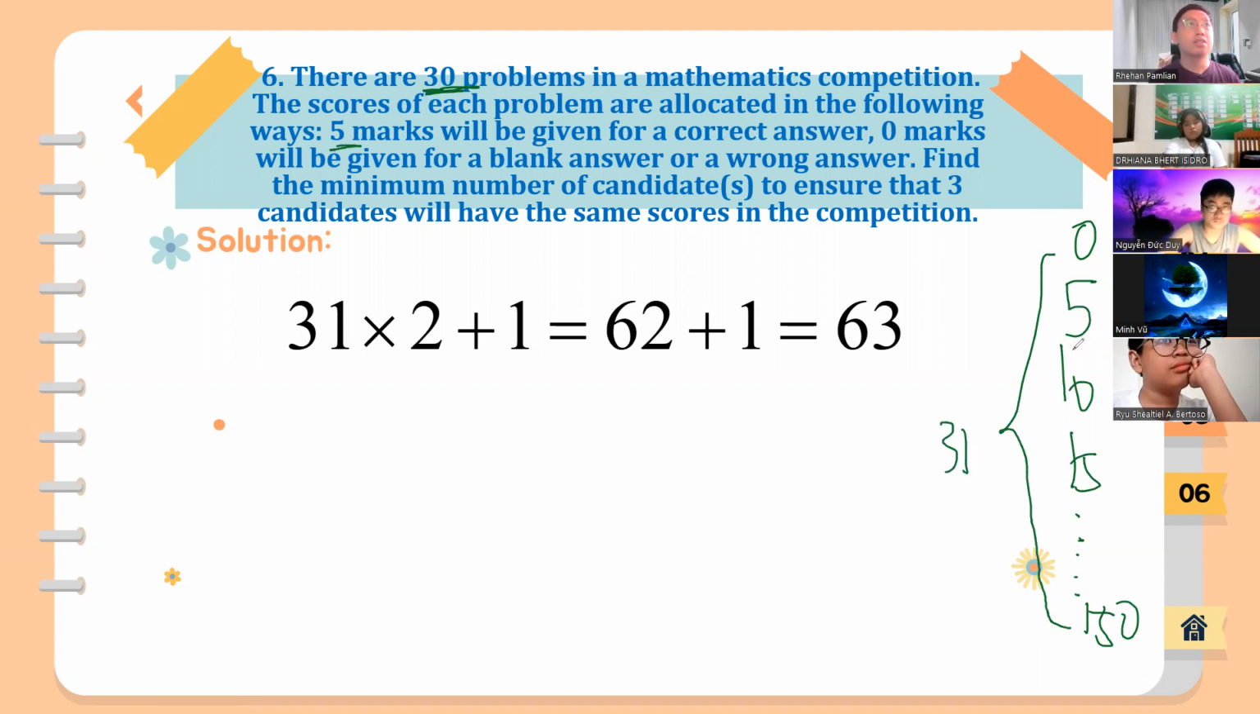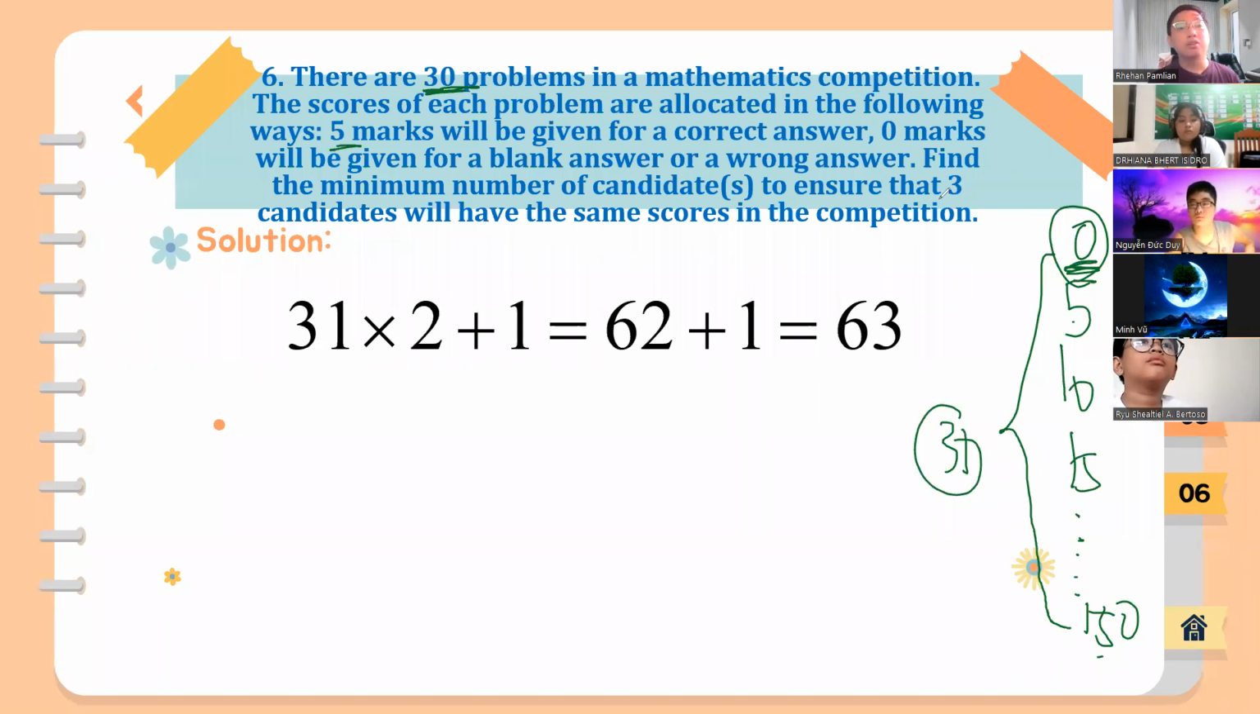Okay, why is it 31 then? Because we're including 0. From 5 to 150, that's a total count of 30. But since we're including 0, because it's possible that there's a particular student who can get like 0 score, okay? So yeah, it's 31.